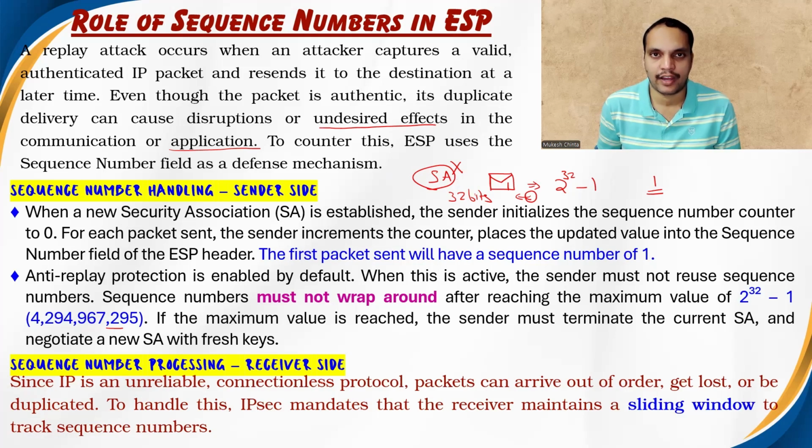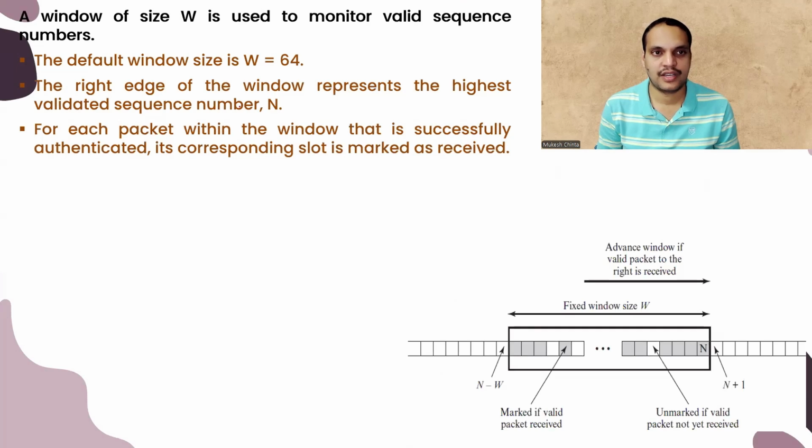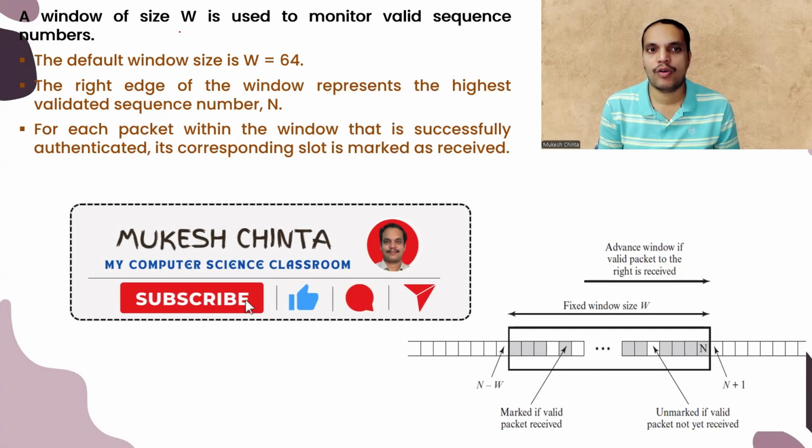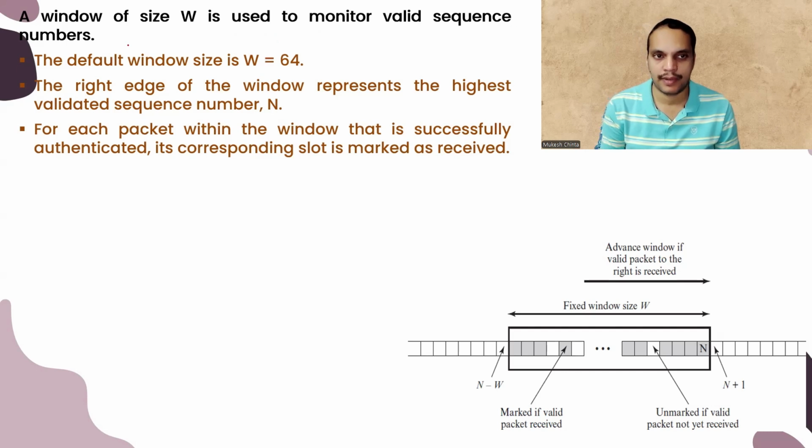What do you mean by tracking of the sequence numbers? It's quite simple actually. We already studied about sliding windows in computer networks. Let me show you how the receiver in IPSec maintains a sliding window to ensure that replay packets are not accepted. The first thing is you have to maintain a window of size W, which can be used to monitor the valid sequence numbers.